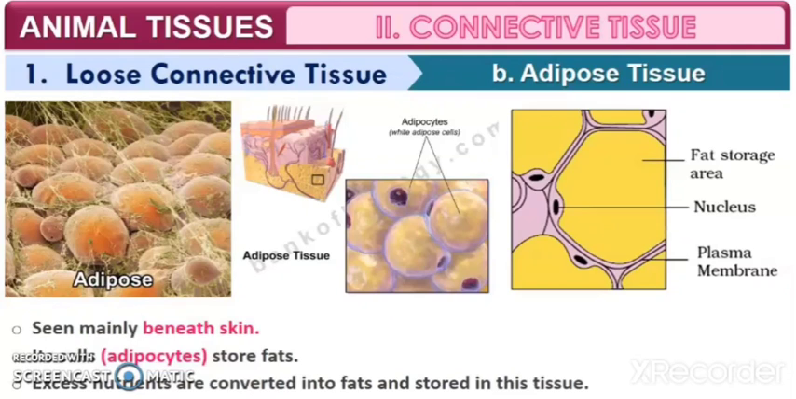It is a layer which provides heat to our body when there is cold weather. It is the part called adipose tissue that gives warmth to our body in cold weather. And what does it contain? This adipose tissue stores fat. Excess nutrients are converted into fats and stored in this tissue.